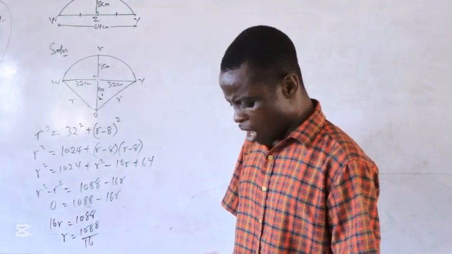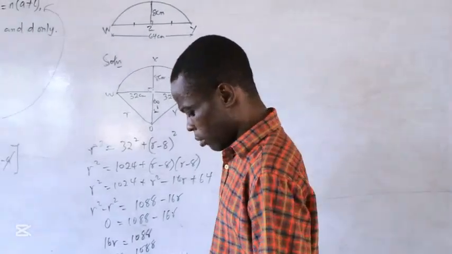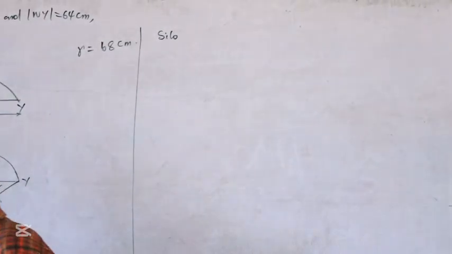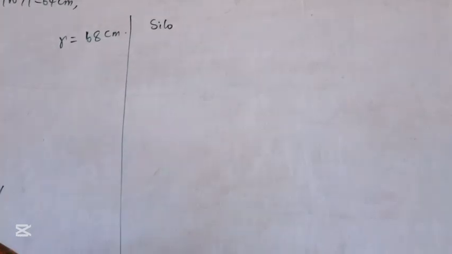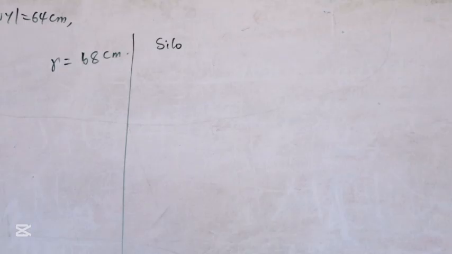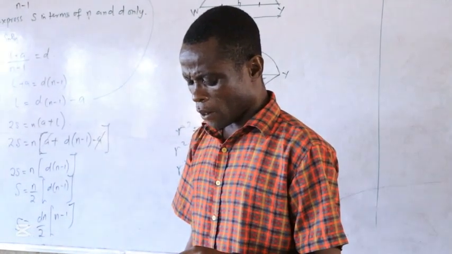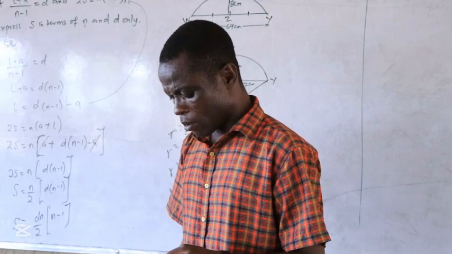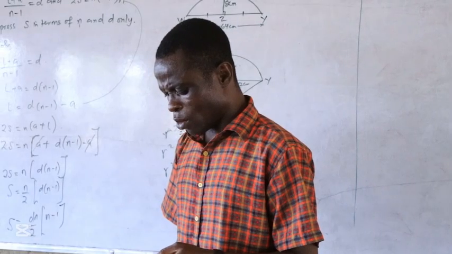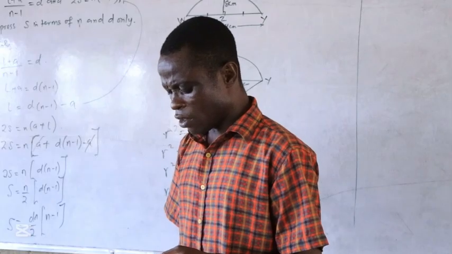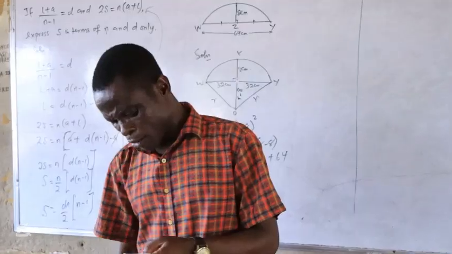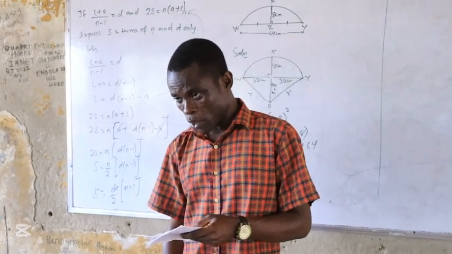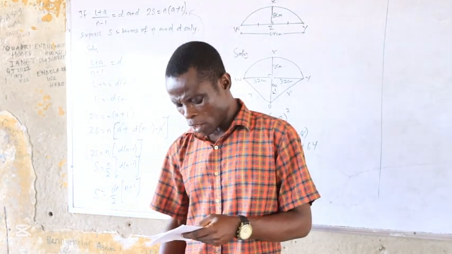Another one, which is 8B. A silo, in the form of a pyramid on a square base, has height 27 centimeter and volume 2601 centimeter cube.